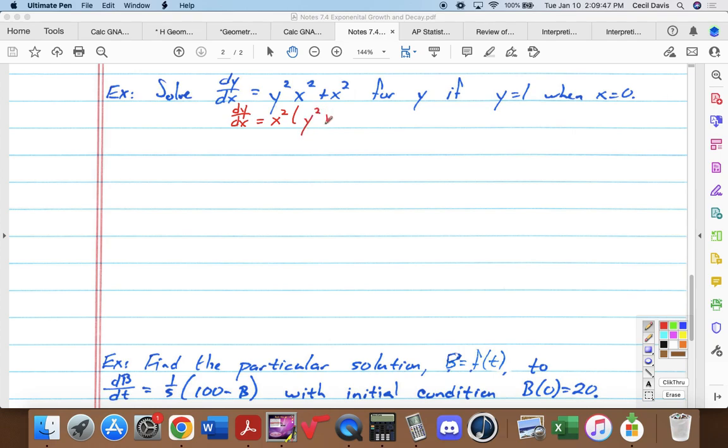What do you think someone might do accidentally? Put y squared. Just put y squared. Because they're like, oh, the x squareds cancel out. That is the most common mistake. Okay, so now I'll divide both sides by y squared plus 1 and multiply both sides by dx. So I get dy over y squared plus 1 is equal to x squared dx.